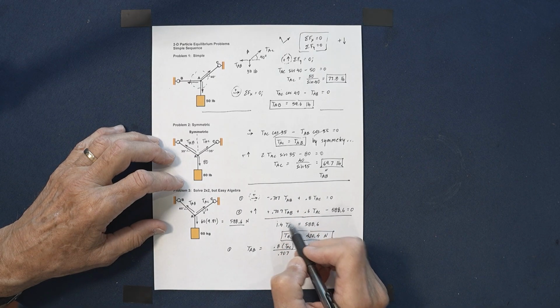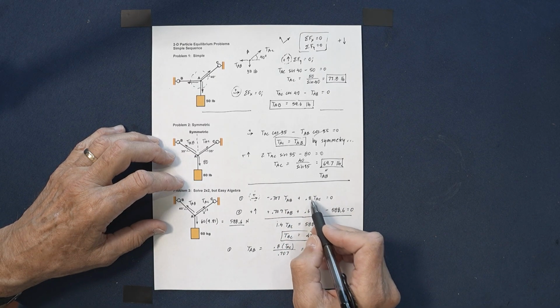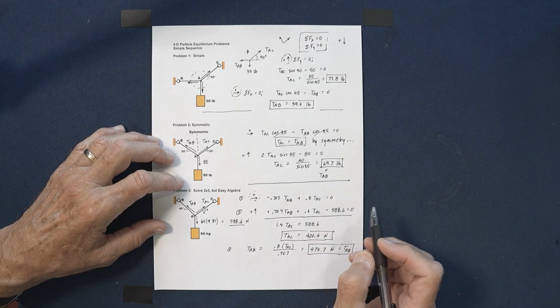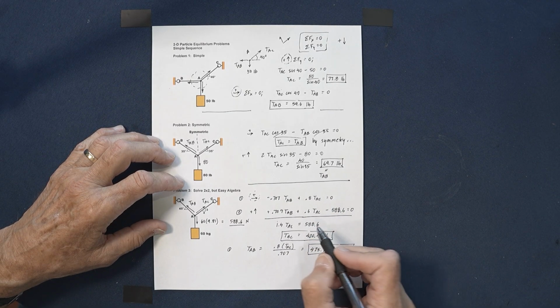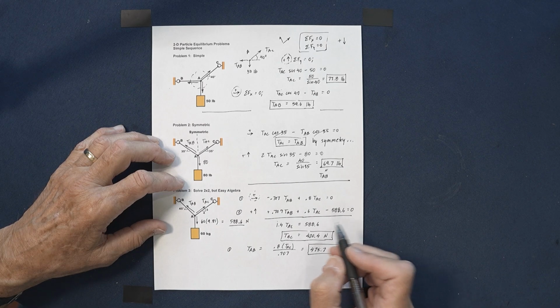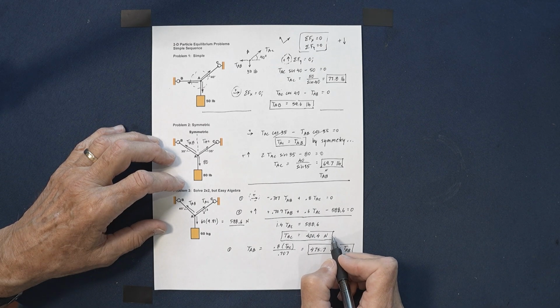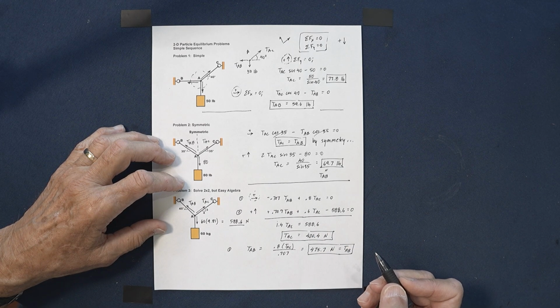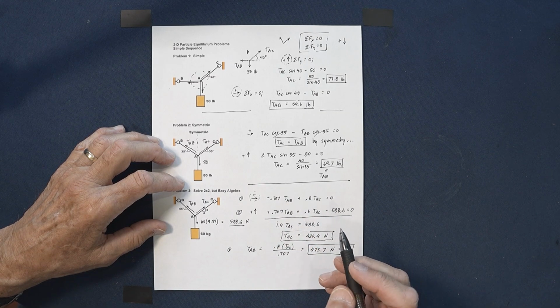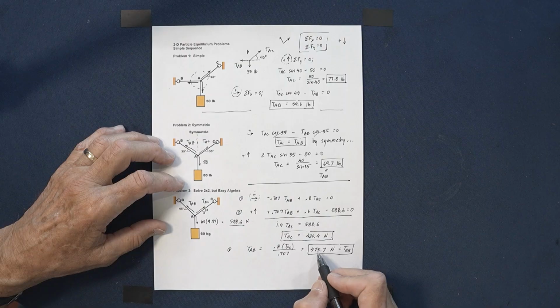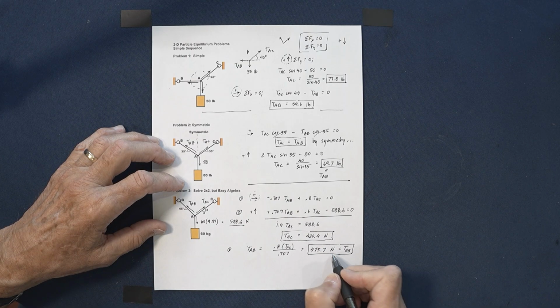and these guys cancel. You add these two terms, you get 1.4 TAC is equal to, we'll bring to the right-hand side, 588.6. So TAC is 420.4 newtons. And then finally, we can take this value and plug it into equation 1 to get TAB is 475.7 newtons.